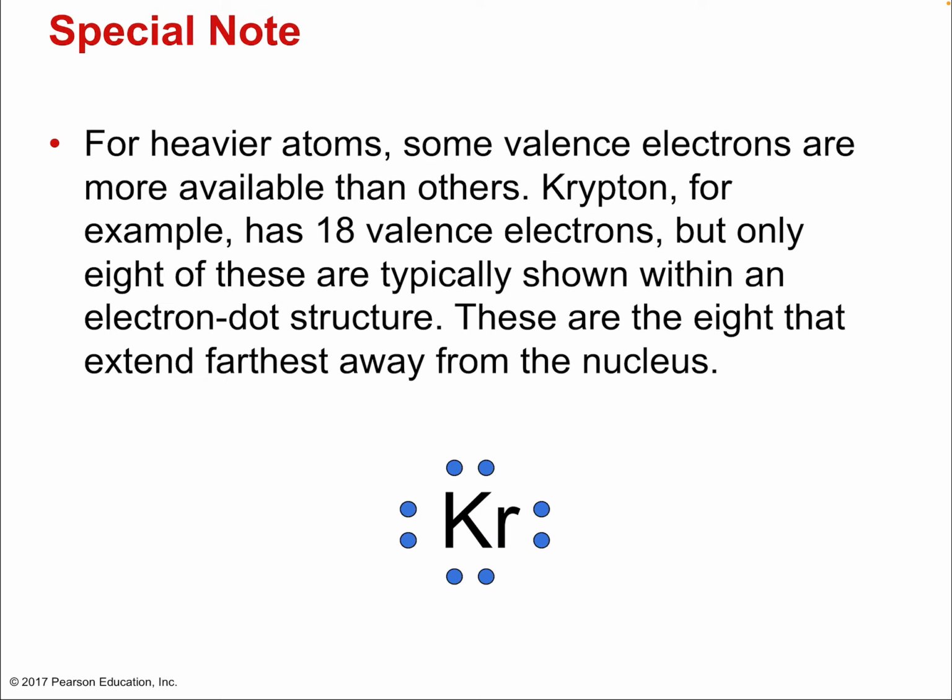So for heavier atoms, some valence electrons are more available than others. So krypton, for example, has 18 valence electrons, but only 8 of those are typically shown with an electron dot structure. These are the 8 that extend furthest away from the atom, okay? And they're all full, by the way, so this krypton isn't going to easily bond because it doesn't have any unpaired electrons. So it's kind of a trivial case. What does it tell us? Well, it tells us the same thing as if we drew 18 dots. But practically speaking, we wouldn't want to draw 18 dots. They don't really fit. So we just draw those outermost 8, okay?